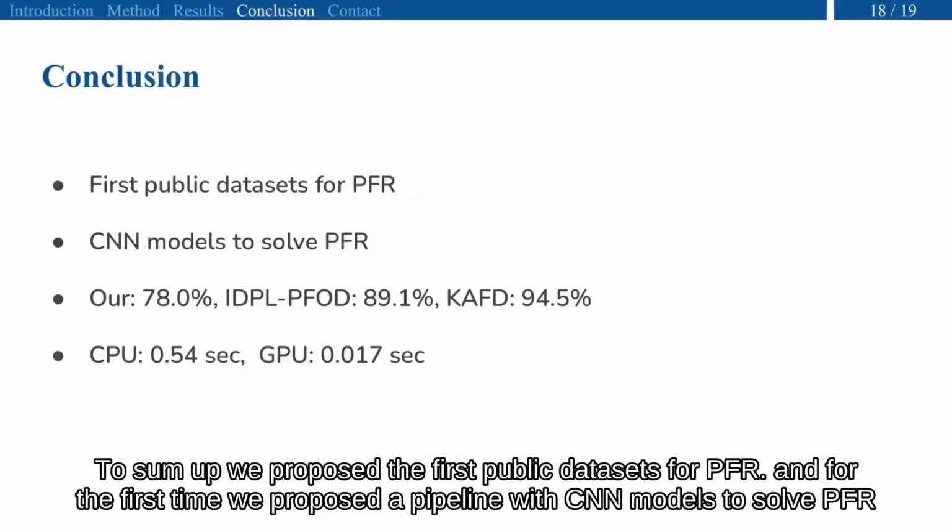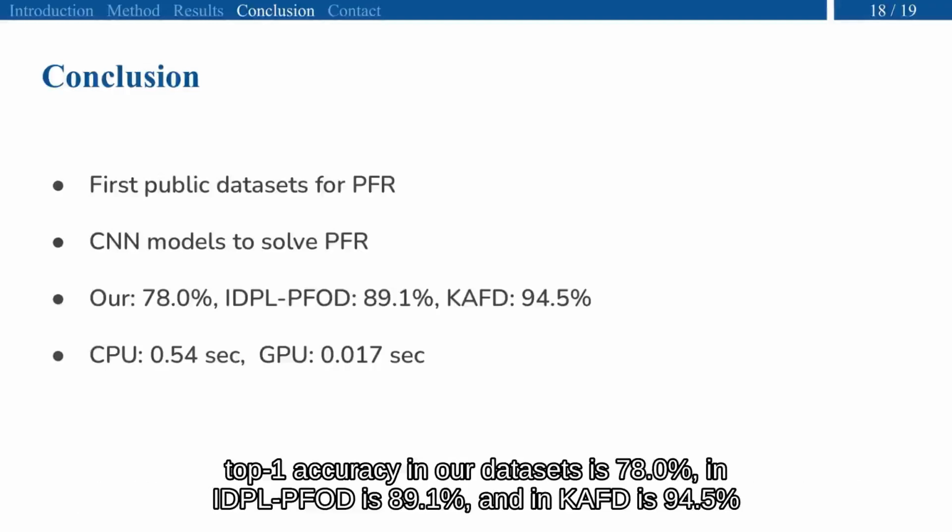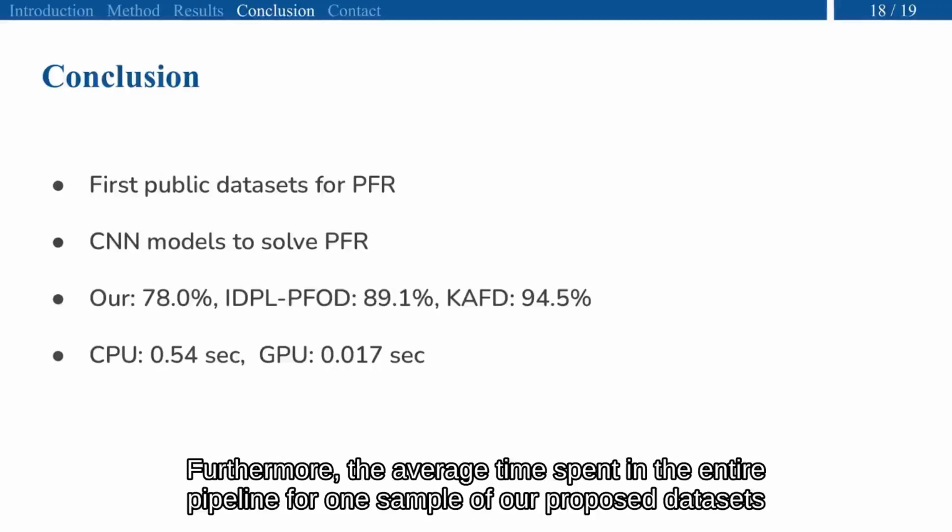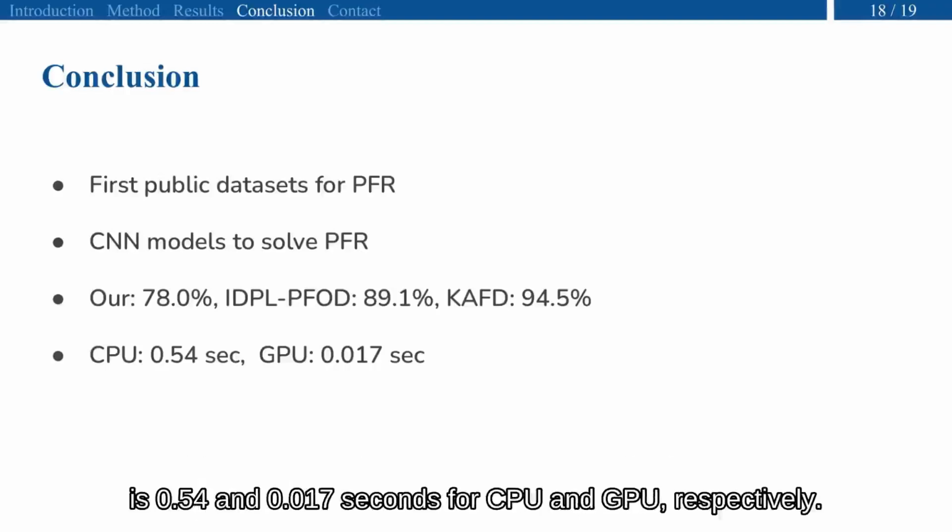To sum up, we propose the first public datasets for PFR, and for the first time we proposed a pipeline with CNN models to solve PFR. Top 1 accuracy in our datasets is 78, in IDPL-PFOD is 89.1, and in KAFT is 94.5. Furthermore, the average time spent in the entire pipeline for one sample of our proposed dataset is 0.54 and 0.017 seconds for CPU and GPU respectively.